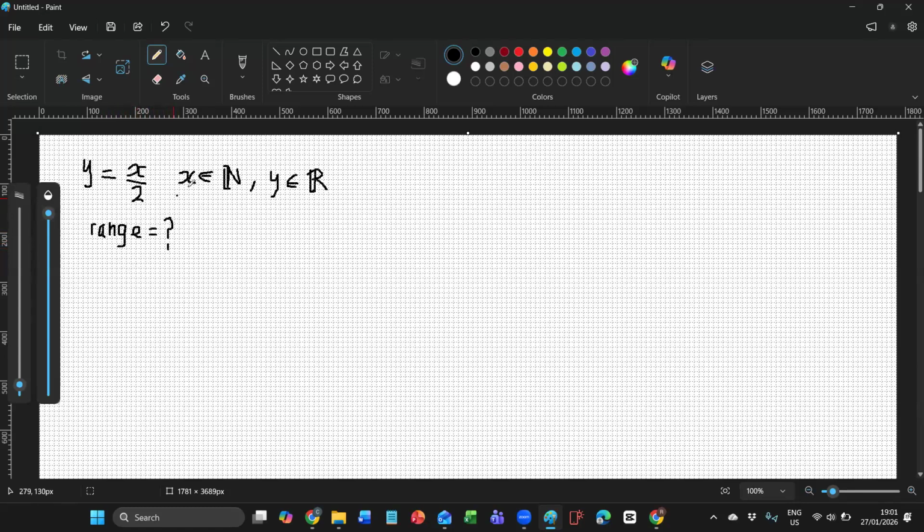So since x is an element of the natural numbers, the very first element in the range will be what? So you may want to know. So you say, okay, what is y? Where x is 1, y is 1/2. You can just say this is equal to what? 0.5.